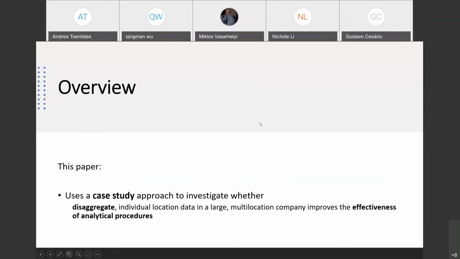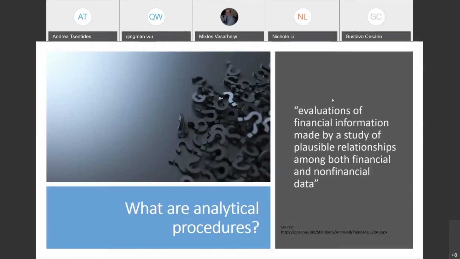So first, just a little background about what analytical procedures are, and let's see, my screen is not changing. Here it is. Can you see, because in my screen, I see a part of the Zoom. I don't know if I can minimize that. Okay, I think that's better now.